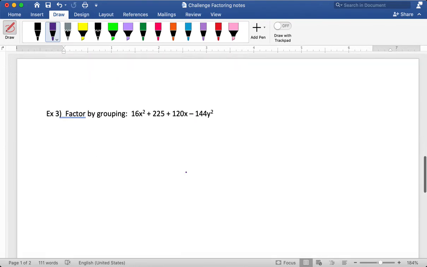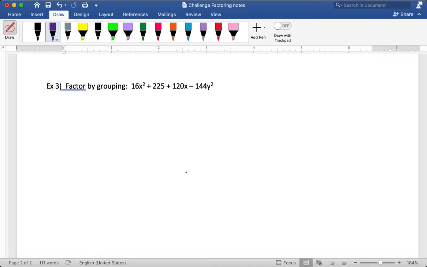All right, example 3. This one's a little bit different because here I have an x squared. We're going to look for a GCF. 16 and 225 have no common factors. Clearly not. So there is no numeric part of the GCF. Here I have 2 x's. Here I have 0 x's. Here I have 1 x. And here I have 2 y's. So here is my distinct, unique, second quadratic variable.